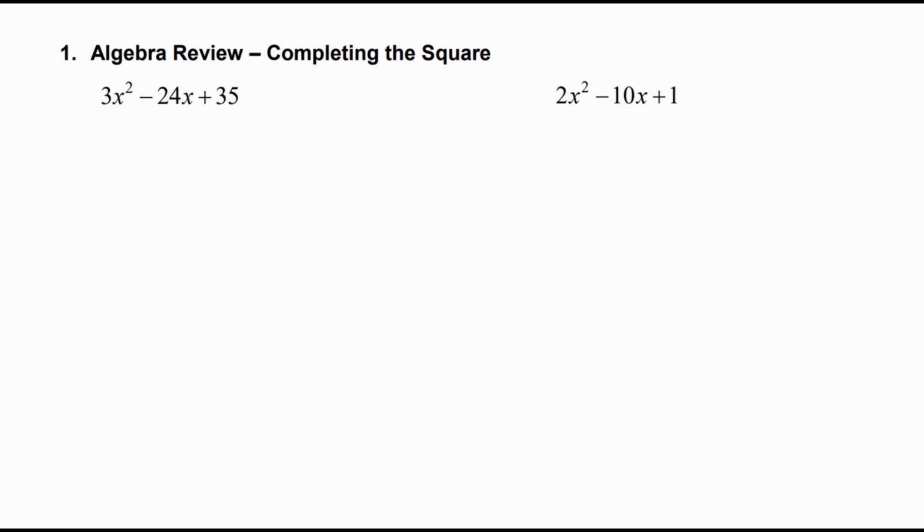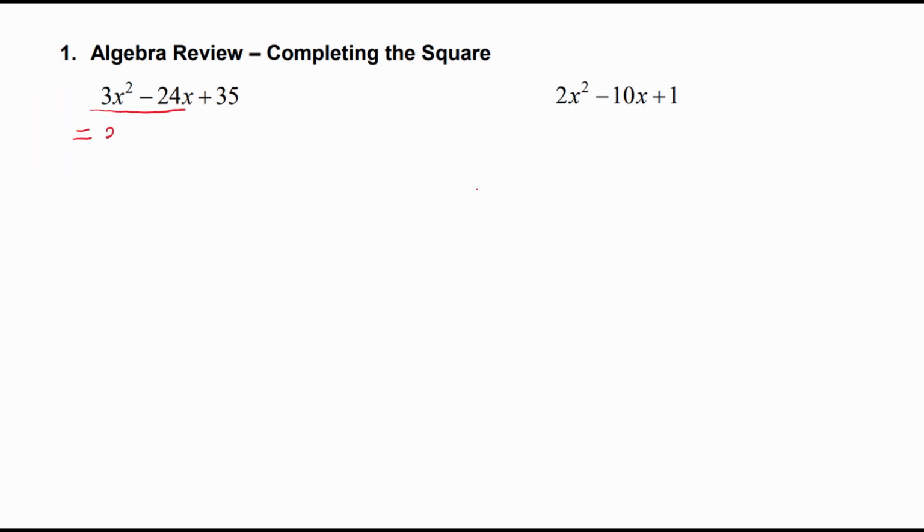Let's review it with a couple of examples. Let's complete the square of 3x squared minus 24x plus 35. Note that this is not an equation, so we cannot divide by 3. What you could do, though, is factor out the 3 from the first two terms.